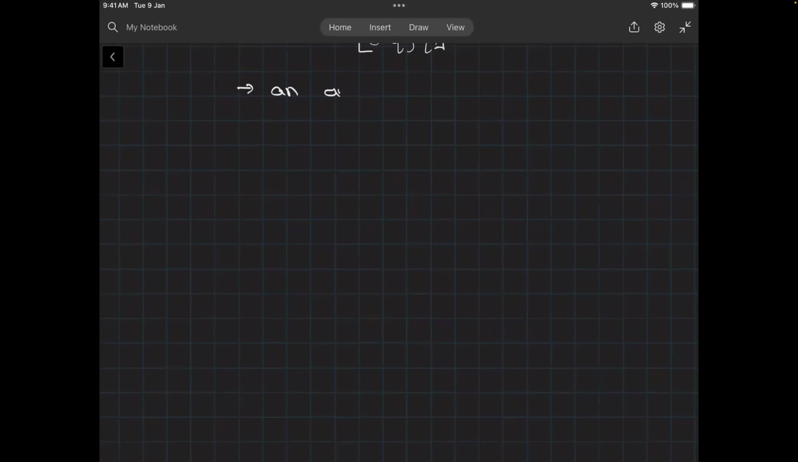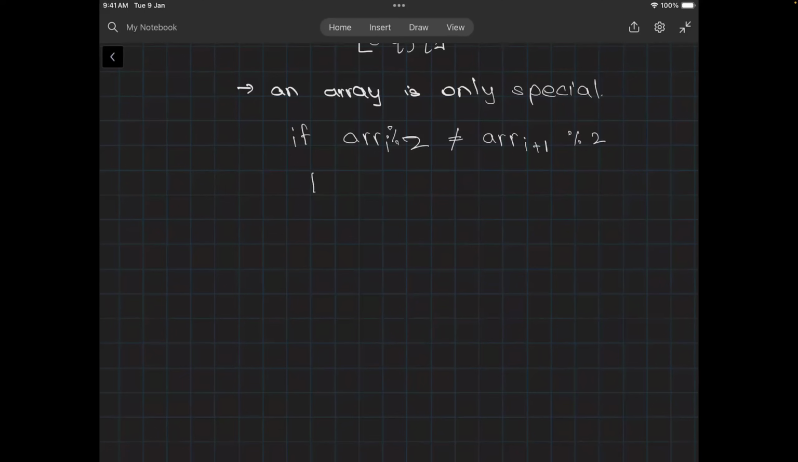An array is only special, keep in mind guys, okay? An array is only special if arr[i] modulo 2 is not equal to arr[i+1] modulo 2 for all indices in the range L to R minus 1.